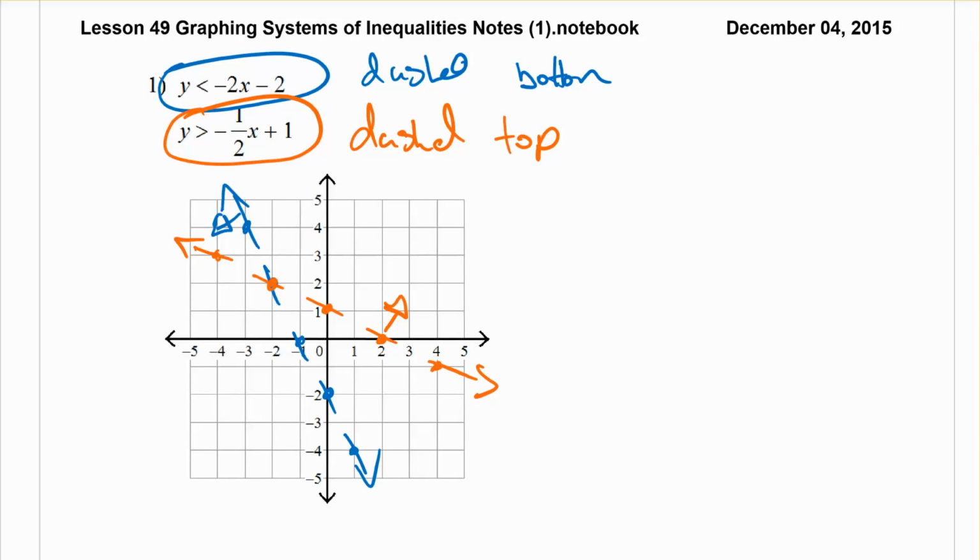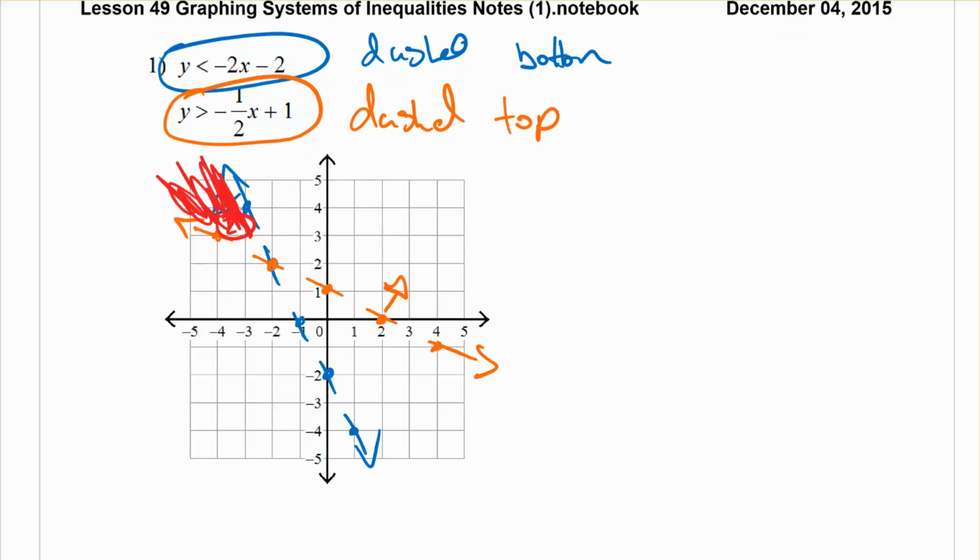So now, when we have two lines that intersect, it creates 4 segments. 1, 2, 3, 4 different sections of our graph. So which section of this graph is above the orange line and below the blue line? That's going to be section 2. So we shade in section 2. Now, just like always, the dashed lines mean points on the line aren't solutions, but any point that's in between those two lines is a solution.